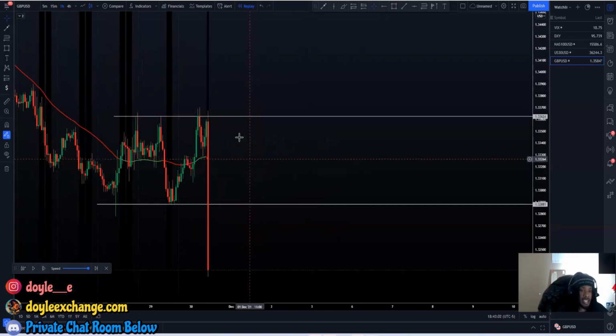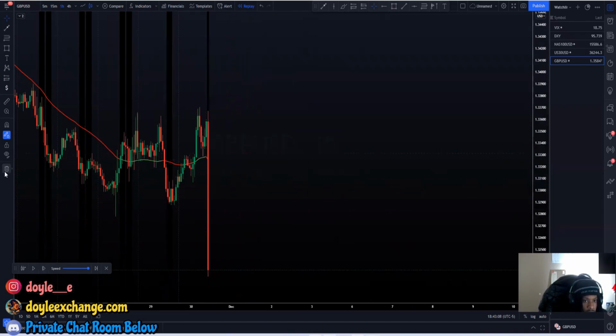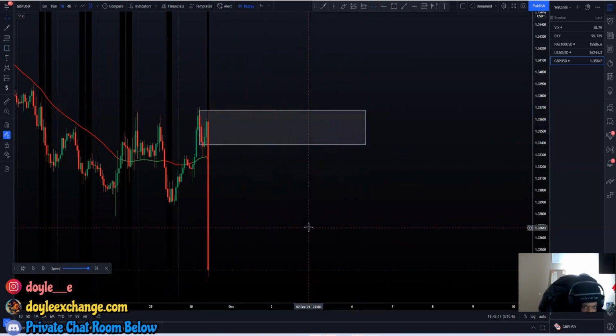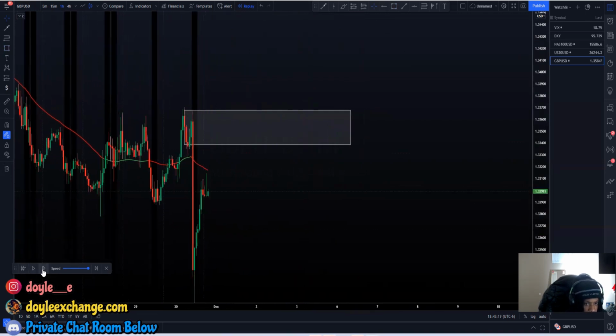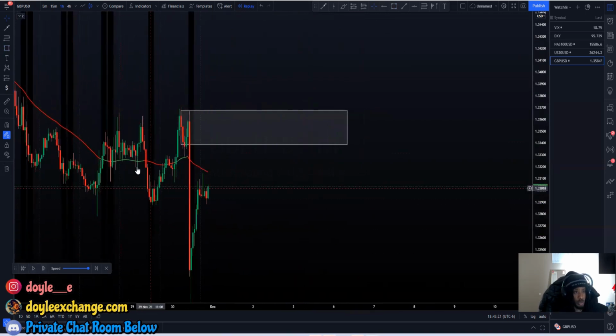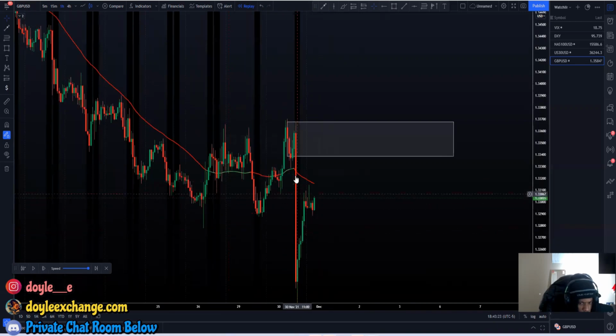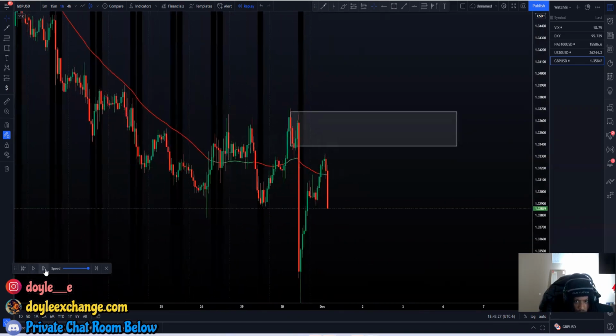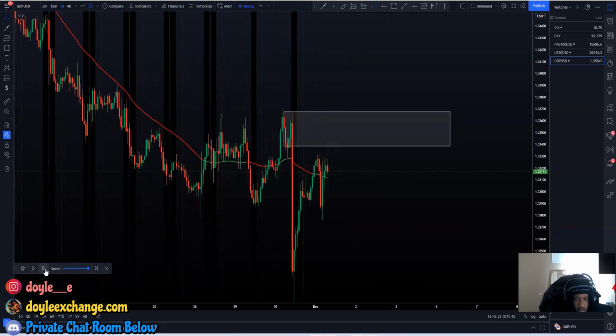Now, say this happens. We get a major structure to the downside being broken. I'm literally deleting all of these zones and I'm going to draw up supply. Now let's fast forward and see what happens when it reaches that area, because we broke way too much structure with this big push right here. So let's see what happens when it gets to that area.